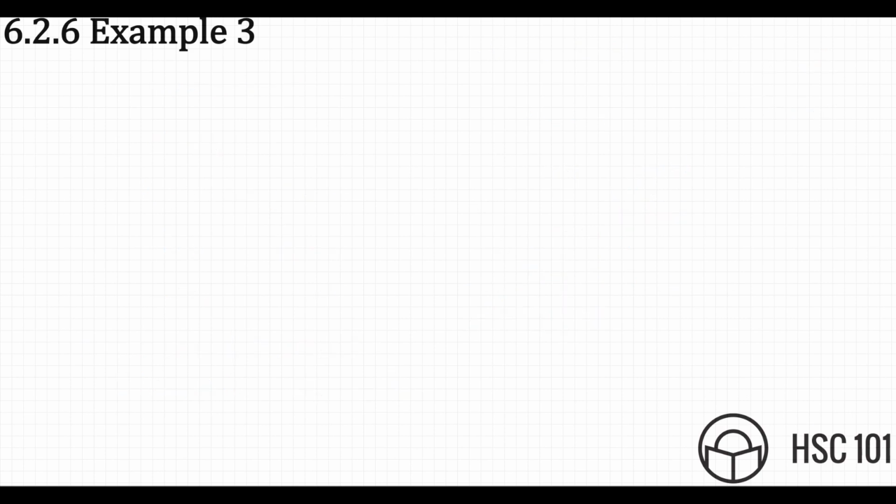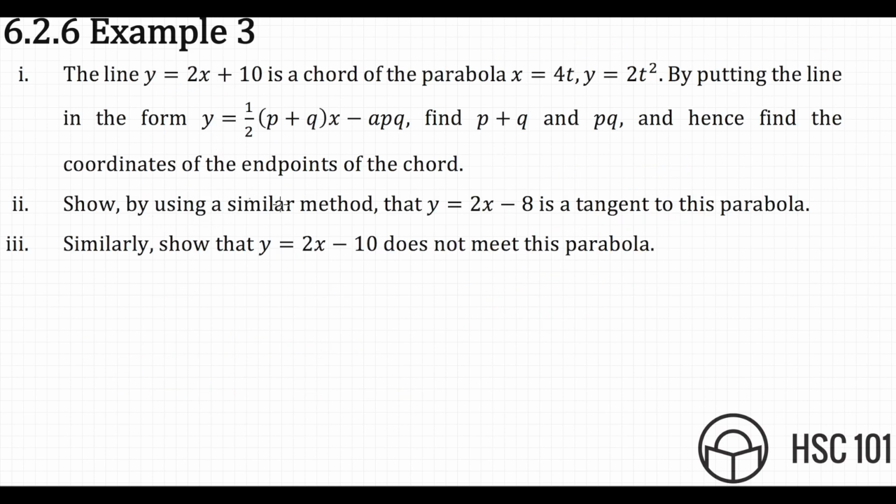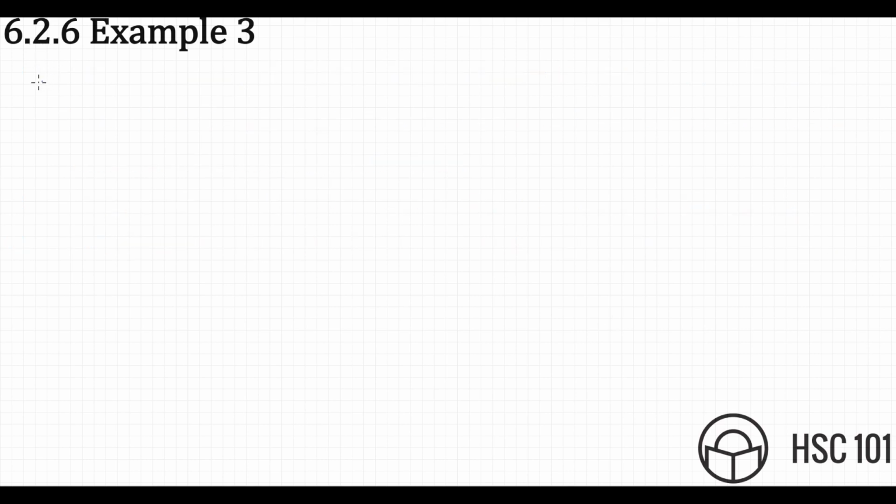Now, moving on to part 2, we want to show by using a similar method that y equals 2x minus 8 is a tangent to this parabola. So if I want to check out y equals 2x minus 8, let's set everything up as we would expect. In this case, where a is equal to 2, the generic equation of our chord is given by y equals half p plus q times x minus 2 times p times q. And here I'm given an equation which is y equals 2x minus 8.